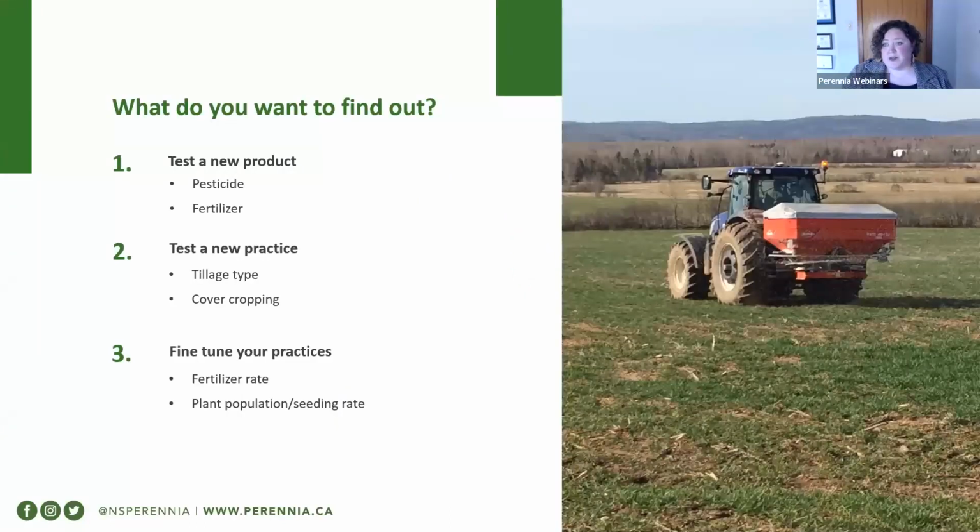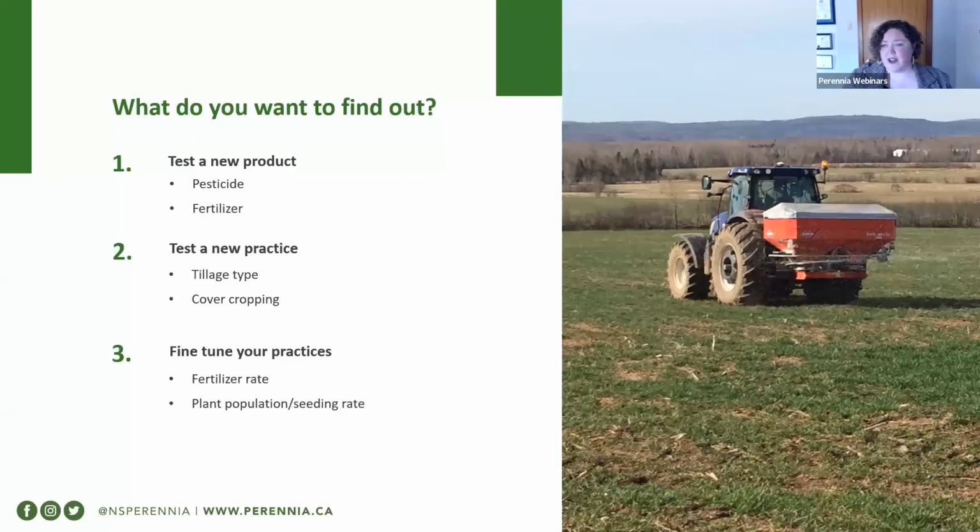So the first thing you want to know when you're approaching an on-farm trial is, what do you want to find out? Do you want to test a new product? It could be a pesticide or a fertilizer product or a biostimulant, or there's a lot of products out there on the market right now. And this is a good way to try one and find if it's going to do what you want and if it's worth it for you.